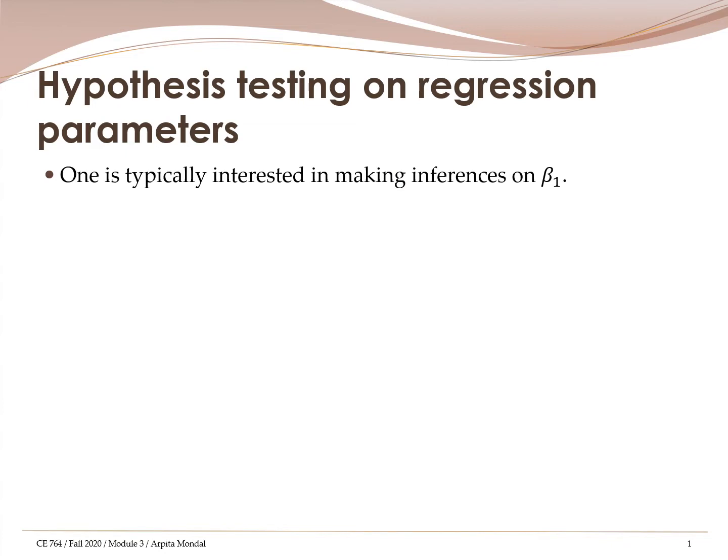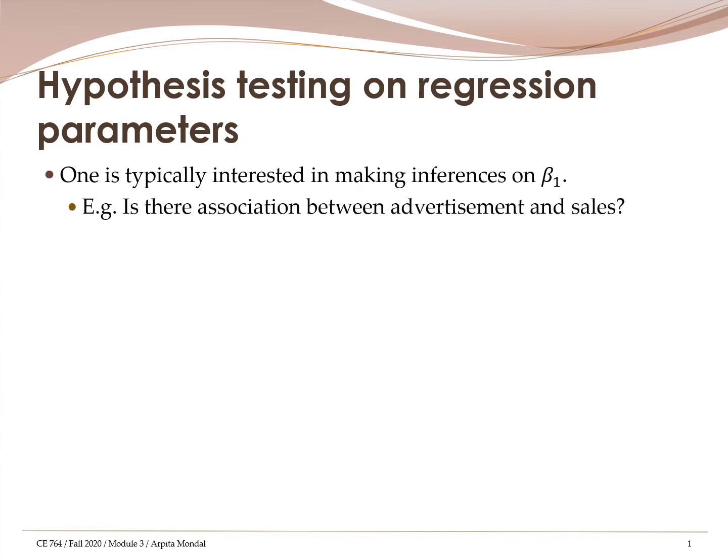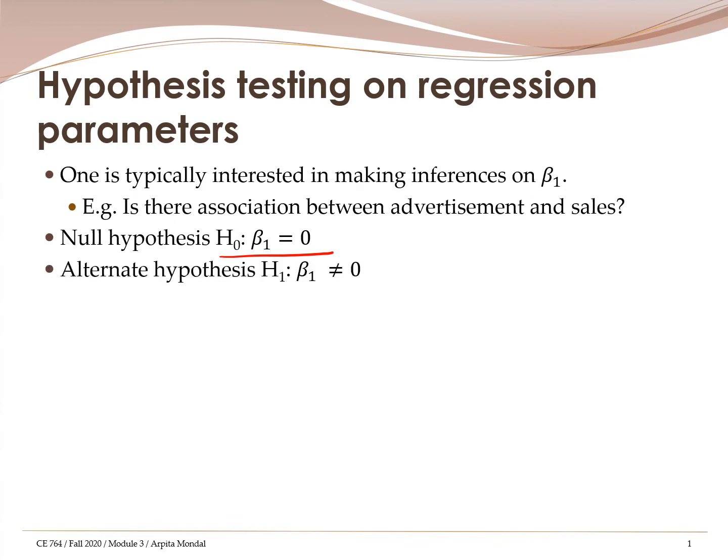If we refer back to the sales versus advertisement problem, we may be interested in finding out whether there is any association between advertisement and sales. By making Shah Rukh Khan endorse the brand Pepsi by spending more on advertisement, am I really going to increase the sales of Pepsi or not? So here my null hypothesis would be the status quo, which is beta 1 equal to 0, because a priori we do not have any reason to believe that there is an association between advertisement and sales. And we are testing it against the alternate hypothesis that beta 1 is not equal to 0.